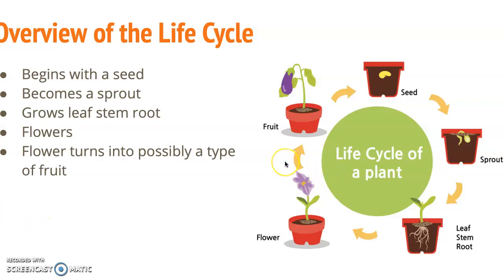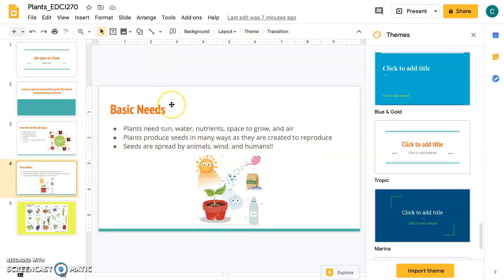So this is like a little basic need. Plants need sun, water, nutrients, space to grow, and air.